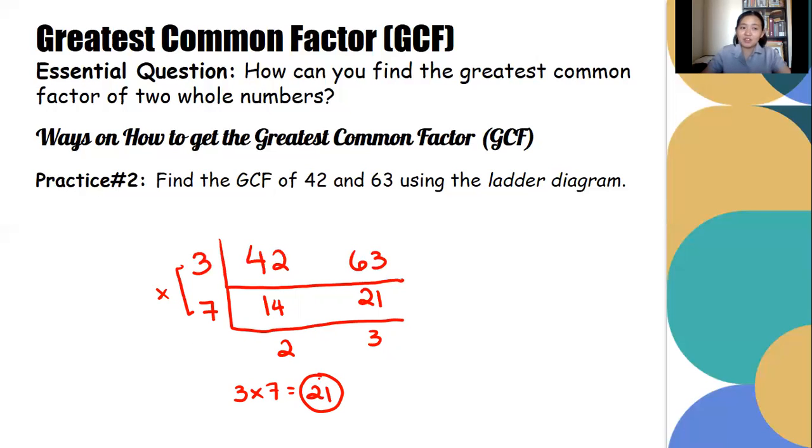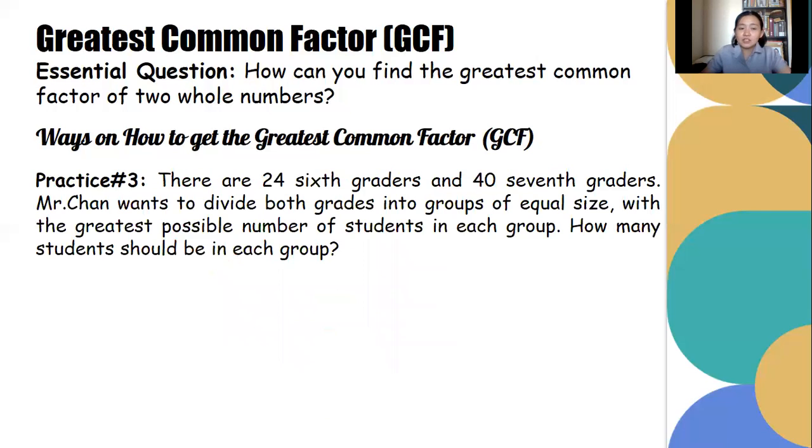I hope everything is clear. Let's try to apply it now in a word problem setting. There are 24 6th graders and 40 7th graders. Mr. Chan wants to divide both grades into groups of equal size with the greatest possible number of students in each group. How many students should be in each group? Let's check.